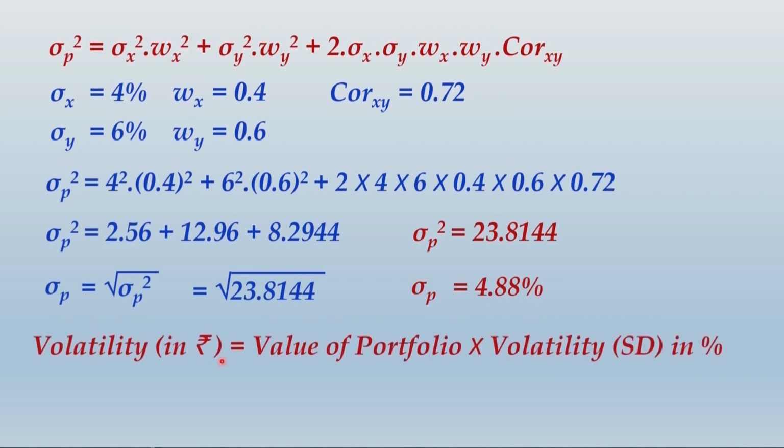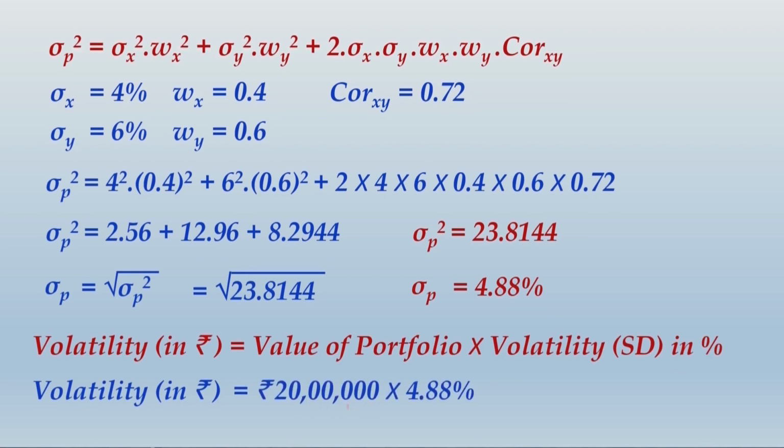So volatility in value will be the value of portfolio multiplied by the standard deviation in percentage. So volatility in rupee will be, the portfolio value 20 lakhs into 4.88%, which is the standard deviation of the portfolio. So this is how you compute volatility in rupee when it is a case of portfolio. In case of single stock, it was just the stock value multiplied by standard deviation in percentage. In case of a portfolio, this additional exercise you will have to carry out.